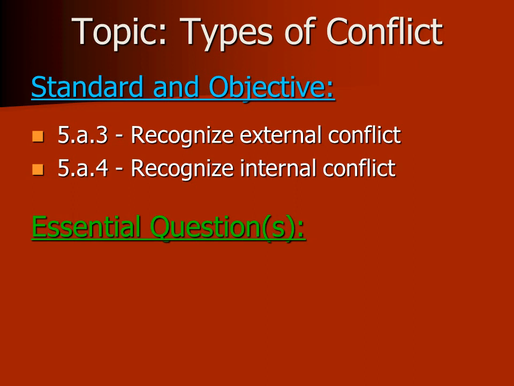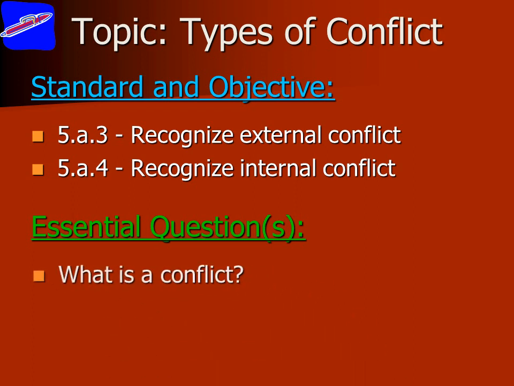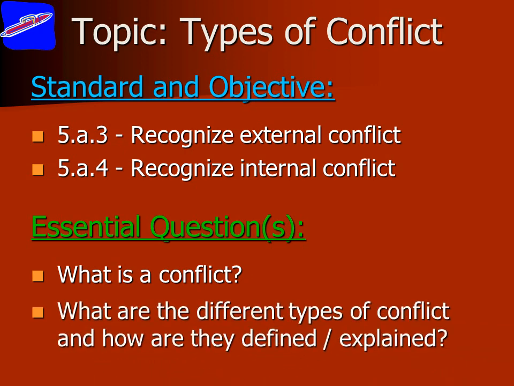Now, your essential question is something you do need to write down. There's a spot for the essential question just beneath the topic and objective at the top of your notes. There are actually two essential questions that we'll be dealing with. The first essential question is, what is a conflict? The second essential question is a bit longer. That question says, what are the different types of conflict and how are they defined and explained? By the time we're done with these notes, we'll be able to answer both of these questions and we will have met our objective.